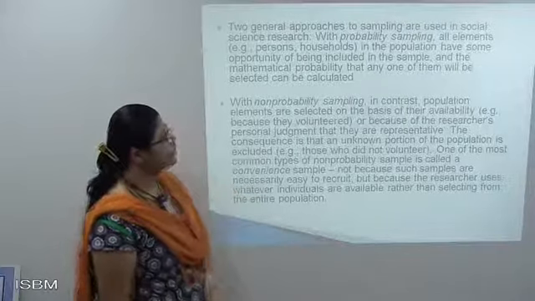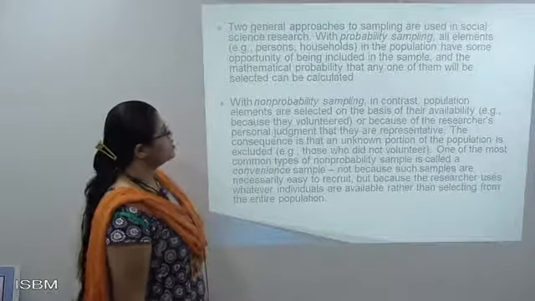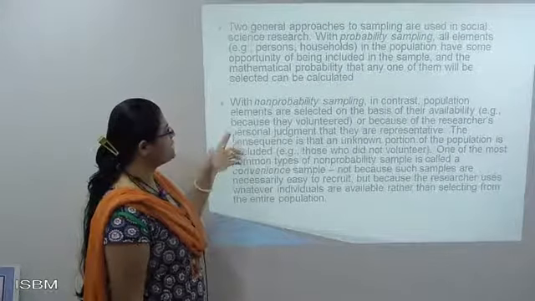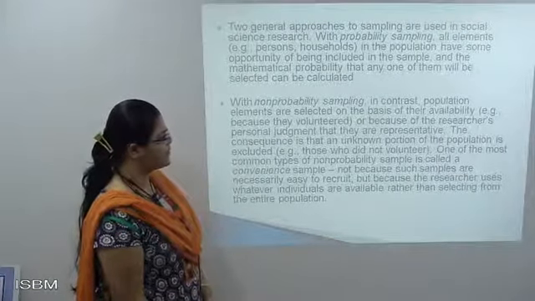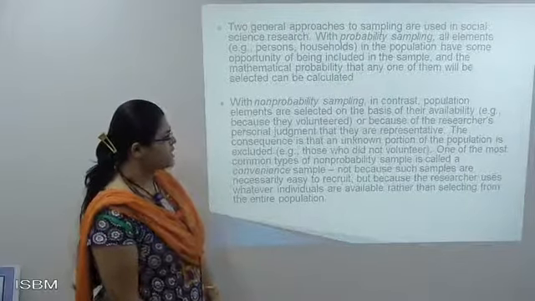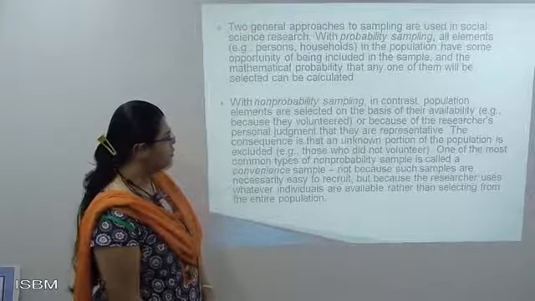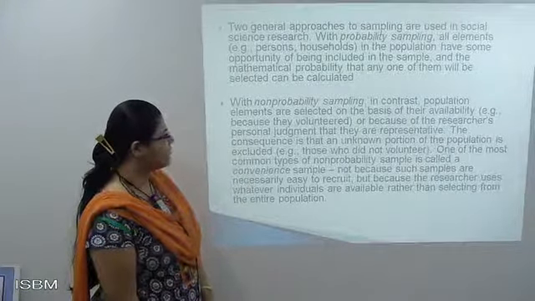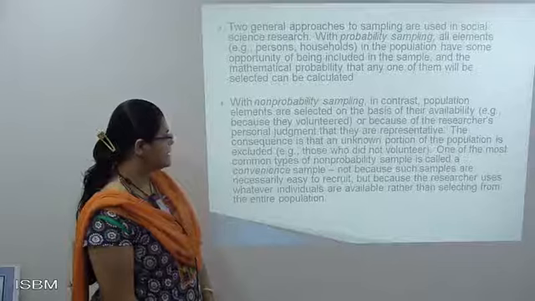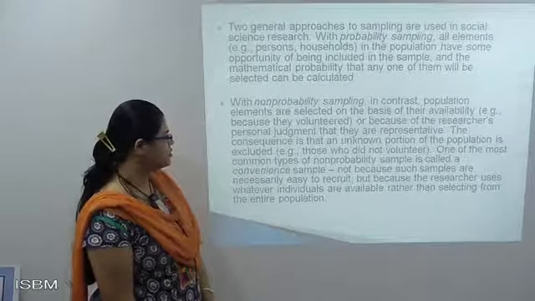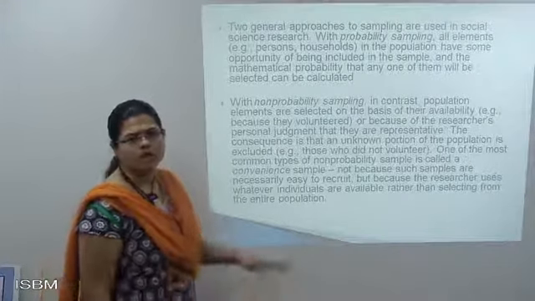Now, when I'm using non-probability, with a non-probability sample the population elements are selected on the basis of availability, for example because they are volunteers or because the researcher judges them representative. The consequence is that an unknown portion of the population is excluded, those who did not volunteer. One of the most common types of non-probability sample is the convenience sample, not because such samples are necessarily easy to recruit, but because the researcher uses whatever individuals are available rather than selecting from the entire population.